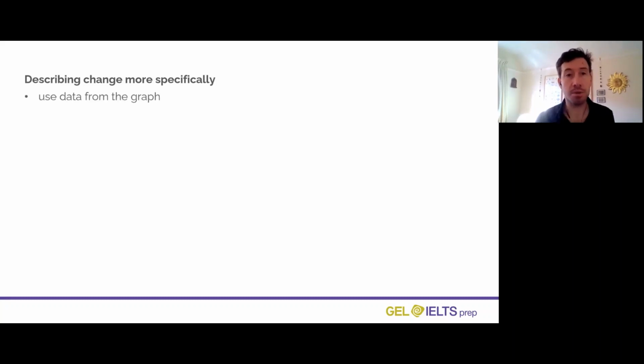So the first thing we can do is to use data from the graph. So numbers and amounts, percentages, that kind of thing. Another thing we want to do is use dates. As we looked at before, the change over time, it will always have dates in there. So you need to say, when did the change start and when did the change finish? And also mention how much did it change by.